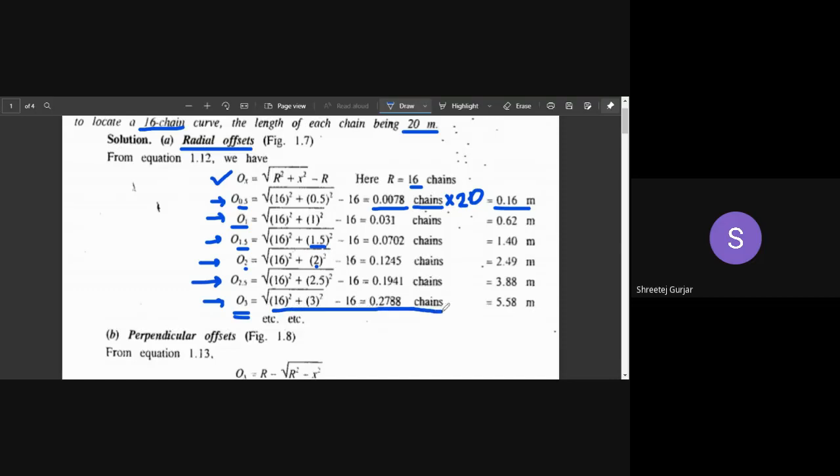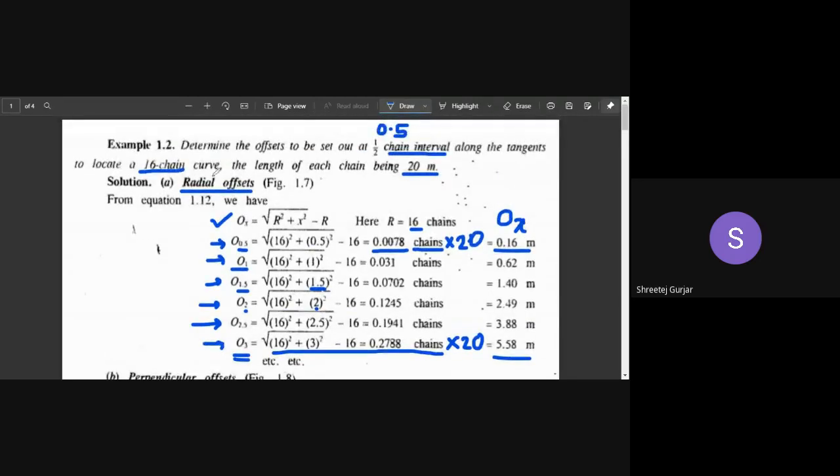So this is how you get values in chains, and if you multiply these values by 20, which is the chain length, you will get them in meters. So these are the offsets by radial method, the radial offsets which you have calculated, offsets at a distance x. This is your radial offset.